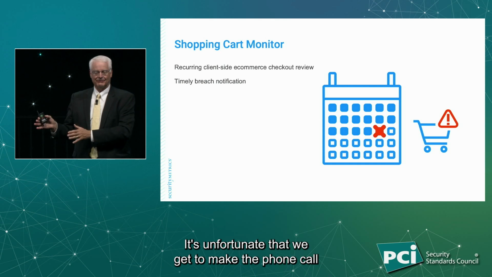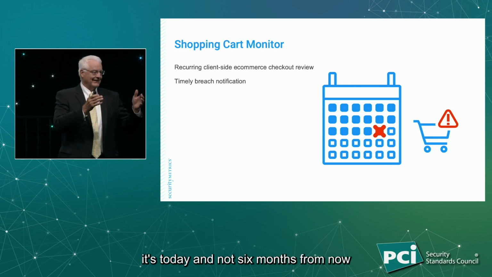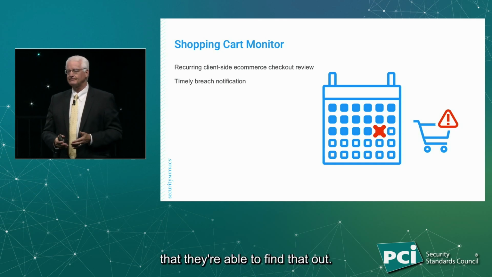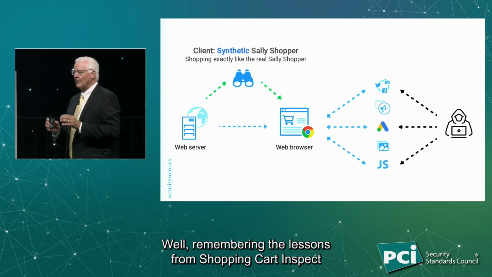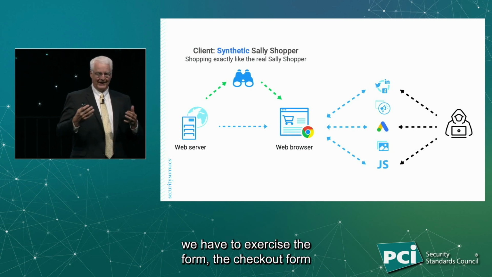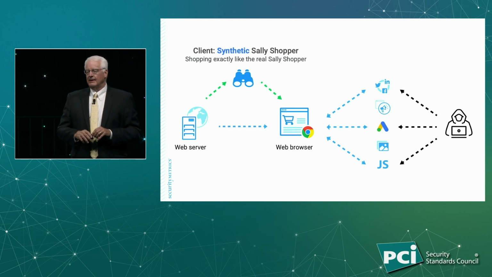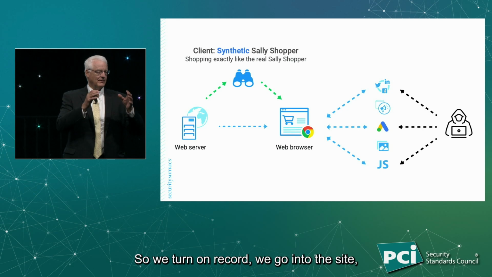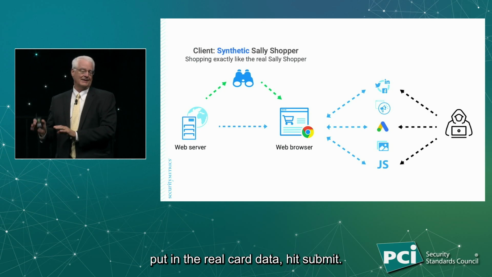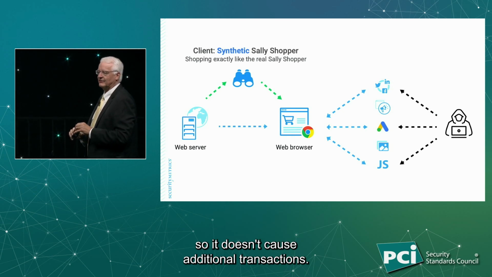It's unfortunate that we get to make the phone call that says you've been breached, but it's also fortunate, because it's today and not 6 months from now that they're able to find that out. So how do we do this? Well, remembering the lessons from Shopping Cart Inspect, we have to exercise the checkout form in order to tease out the malware, the attack. So we turn on record, we go into the site, we pick a product, we go through checkout, put in the real card data, hit submit. Again, we block the submission so it doesn't cause additional transactions.